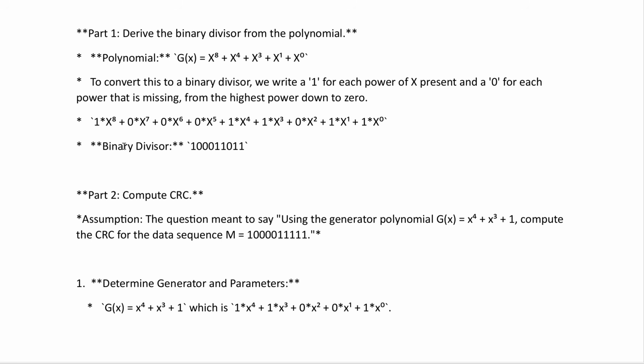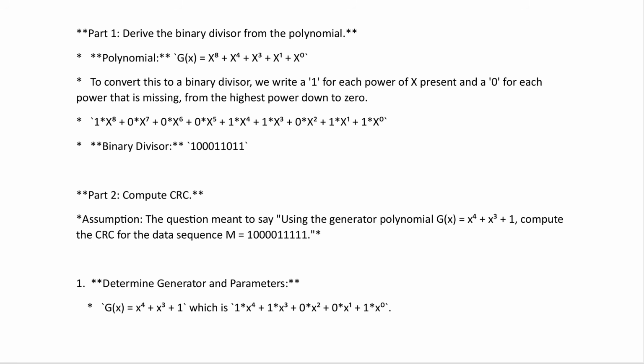So this is the solution to first problem, that is we have successfully found out the divisor, right? So in this manner we can calculate the binary divisor from this polynomial itself. I hope you have understood the answer to this problem. In the second part, we have to compute the cyclic redundancy check code, CRC code.